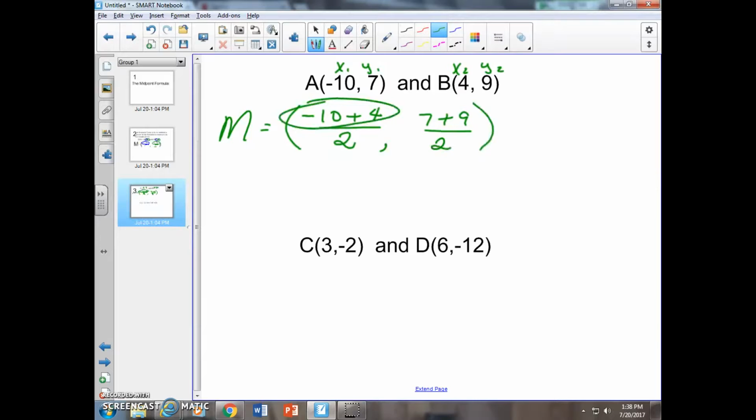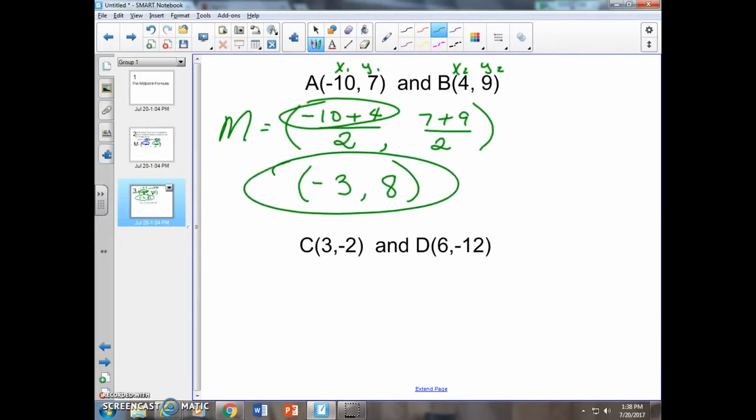That is negative 6. Negative 6 divided by 2 is negative 3. 7 plus 9 is 16. 16 divided by 2 is 8. And there is the midpoint between those 2 points.